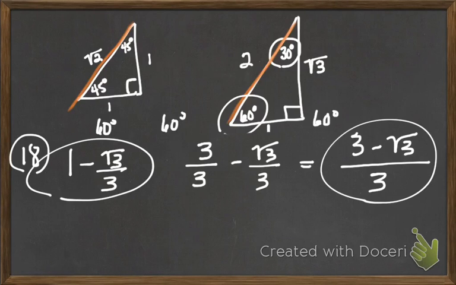All right, any questions about 18? All right, we are going to move on, and we're going to talk about cofunctions. Everybody got 18? All right. I need you to write cofunctions.